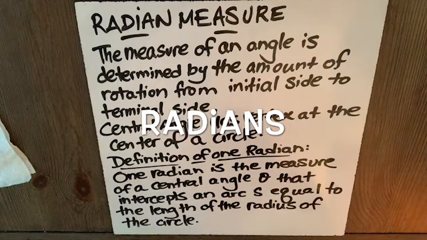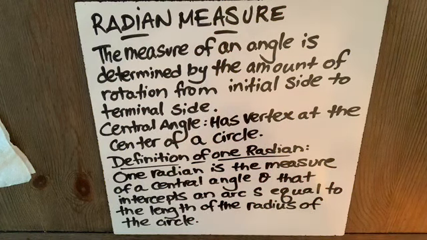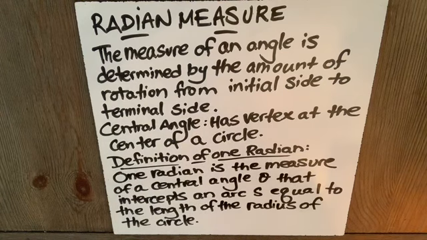Radian measure. Hopefully you're familiar with measuring angles in degrees. There are two ways we measure angles, in degrees and radians. Perhaps radians are new to you. What are radians? Radians are the measure of an angle that is determined by the amount of rotation from the initial side to the terminal side. So however far you go from the initial side to the terminal side is what the measure of the angle is.